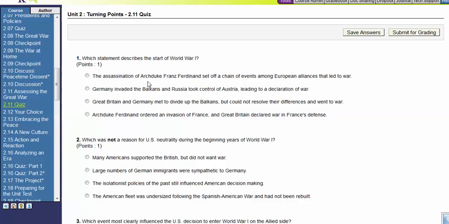Number 1, which statement describes the start of World War I? The assassination of Archduke Franz Ferdinand set off a chain of events among European alliances that led to war. Germany invaded the Balkans and Russia took control of Austria, leading to a declaration of war. Great Britain and Germany met to divide up the Balkans, but could not resolve their differences and went to war. Or the last option, Archduke Ferdinand ordered an invasion of France, and Great Britain declared war in France's defense.